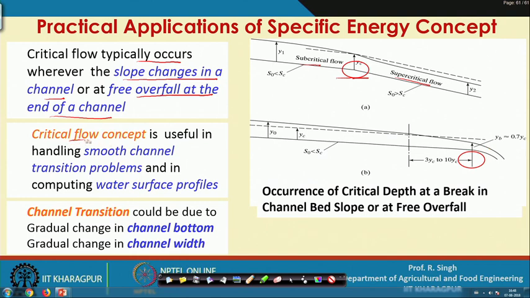The critical flow concept is useful in handling smooth channel transition problems. If there is a change in slope or change in bed width, how the slope will change and how the transition should take place is found out using this critical flow concept, and also by computing water surface profiles. Channel transition, as we have already seen, could be due to a gradual change in channel bottom or in channel width; in both cases there will be channel transition.